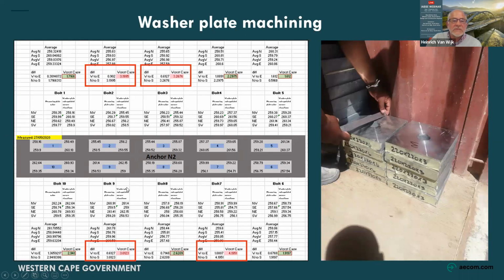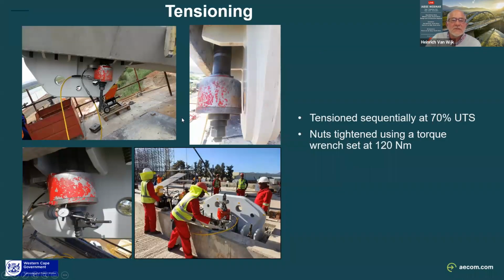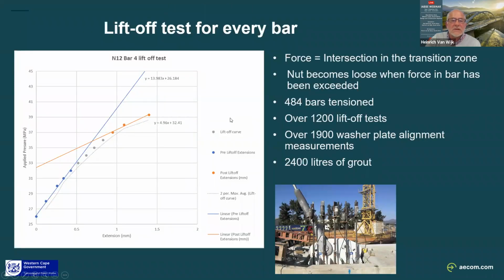This is just some pictures of the data that we assembled and the washer plates having been machined, and then these units were tensioned with Dywidag jacks, bearing in mind that these were very short anchors or bars which had to be tensioned very carefully due to the extensive losses due to seating and so forth as a percentage of the force. And we physically did extensive lift-off tests to confirm that the forces were induced into the plates.